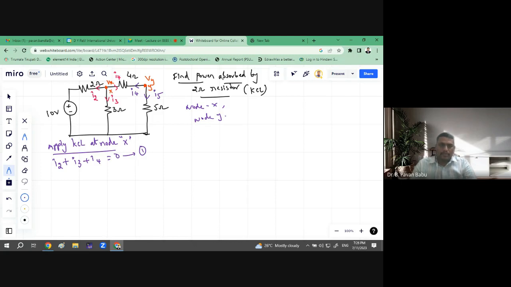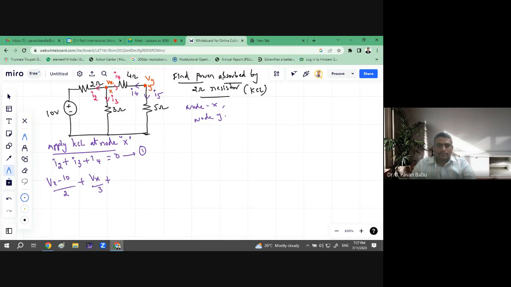What is I2? It is the current flowing through the 2 ohm resistor. Since the 2 ohm resistor is connected between node X and the 10 volt voltage source, it becomes (Vx minus 10) by 2, plus I3. Here I equal to V by R, so the voltage across this 3 ohm resistor is Vx between these two terminals, with the other terminal at 0, so we can write it as Vx by 3, plus I4.